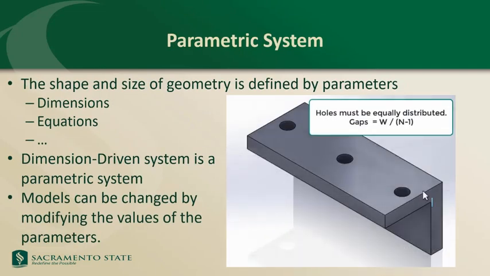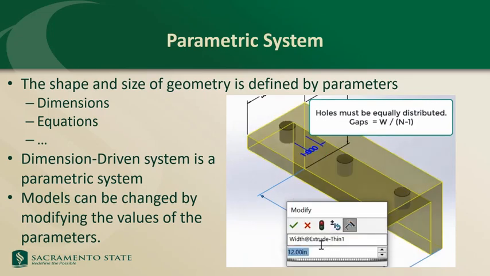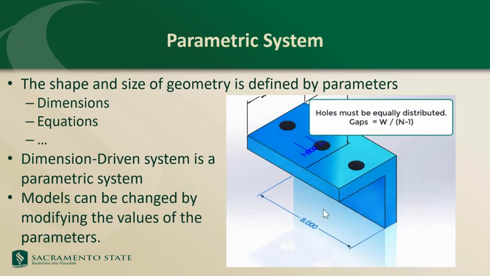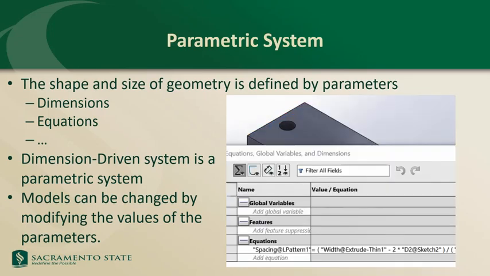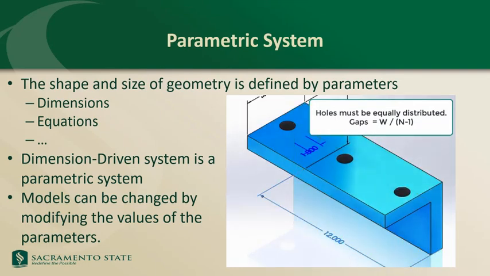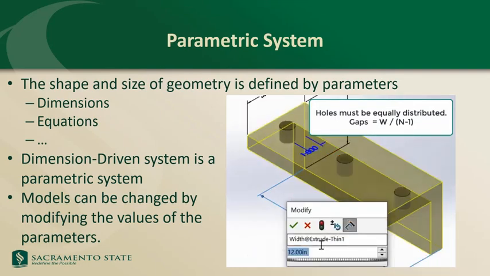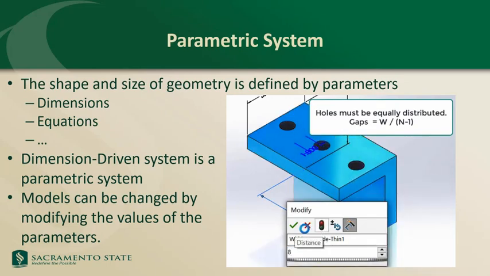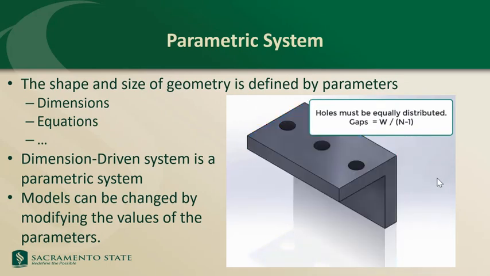In this example, the designer's intention is to have the three holes spaced equally on the top surface of the bracket. Regardless of the length of the bracket, the intent is represented as an equation, and by changing the parameters, the model changes satisfying the user's intent, in this case, the spacing of the holes.